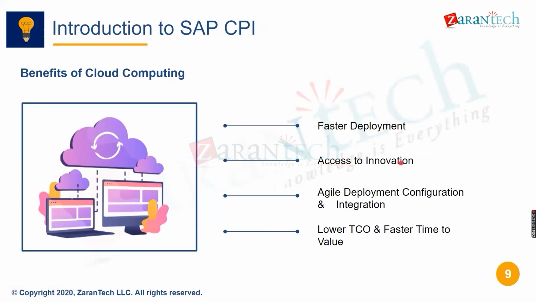Now, access to innovation. Anywhere you can do any design and everything through the internet. Then agile deployment, configuration and integration. If you want to integrate multiple systems, right? If I have a system A and system B that I want to integrate with the cloud, it's very easy. But when you come with the on-premise application, you have a different architecture. It's completely different in scope when we come from on-premise to cloud.